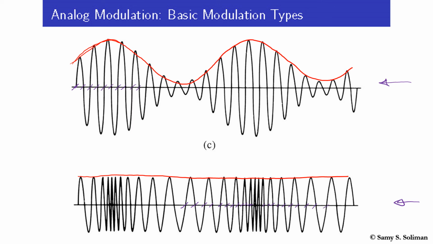So you can say that in these parts, the low frequencies correspond to low amplitude of the information signal. In these parts, you have high frequency, which corresponds to high amplitudes of the information signal, and so on. So that's why we say that in this case, for example, the carrier signal carries the information in its frequency.